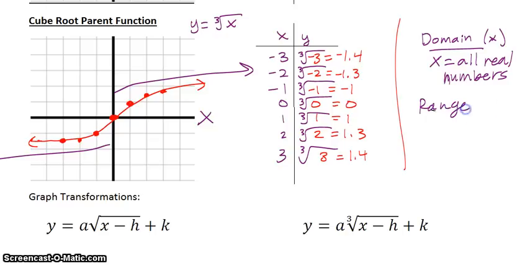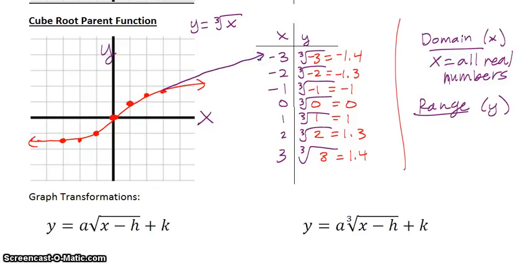And the range is kind of hard to see on this one, but the same thing's happening. Even though for the y's it's increasing very, very slightly, it's still increasing and increasing and increasing, and same thing here, it's decreasing very, very slowly, but it is decreasing. So if I was going to make the world's largest graph, eventually all of the y values would be used. So y is also all real numbers.